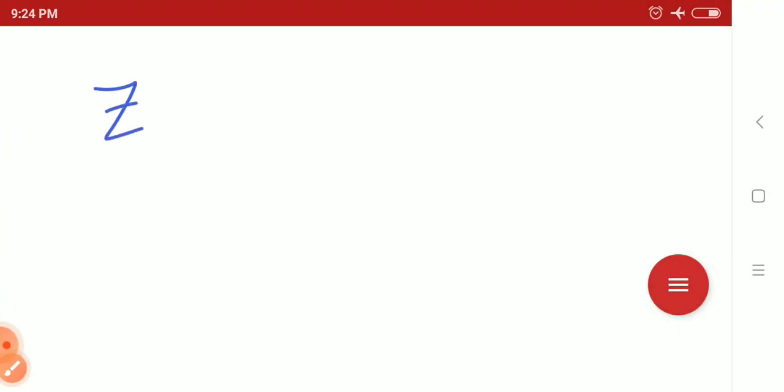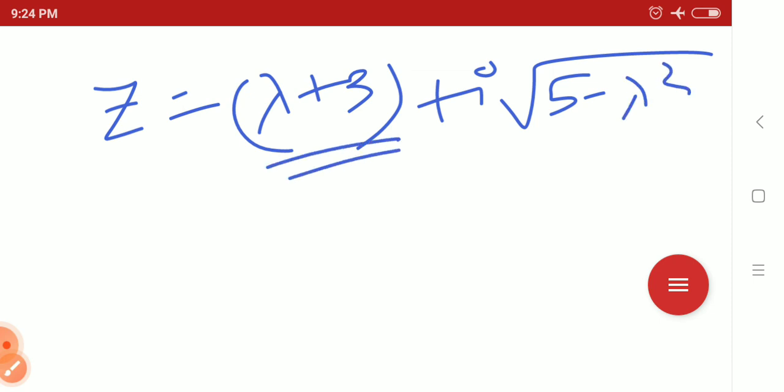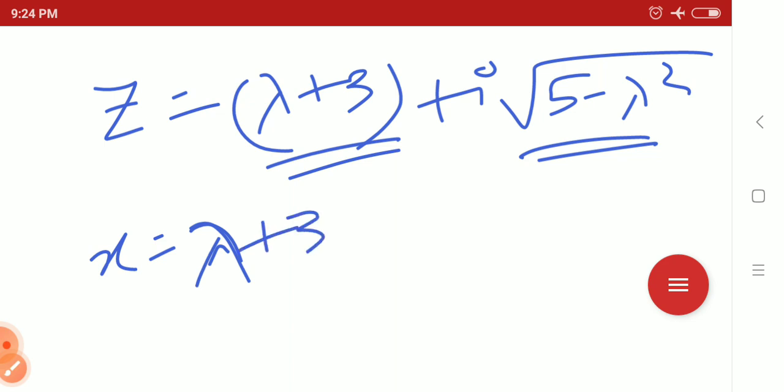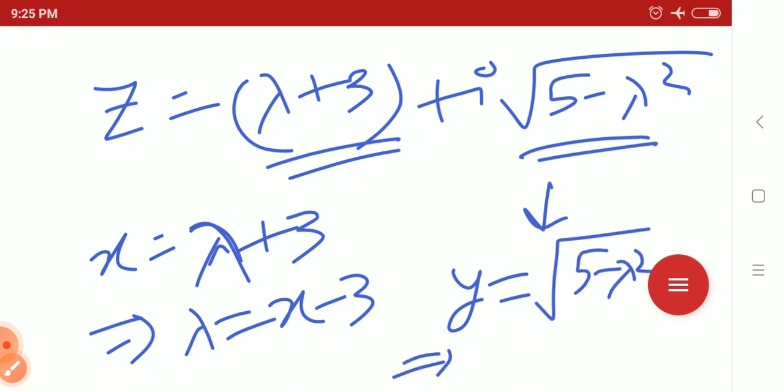What actually happened here? We have been given z equals lambda plus 3 plus iota root of 5 minus lambda square. That means real part and imaginary part. So x equals lambda plus 3, so lambda equals x minus 3. Y equals root of 5 minus lambda square. On squaring both sides, we have y square equals 5 minus lambda square.